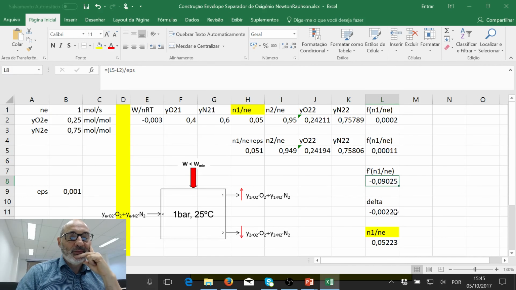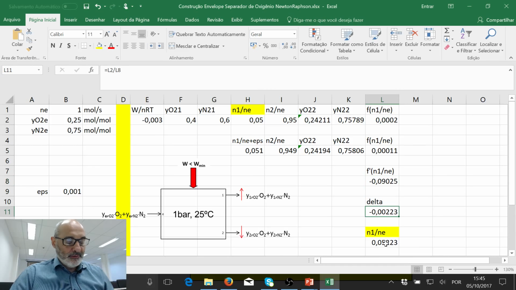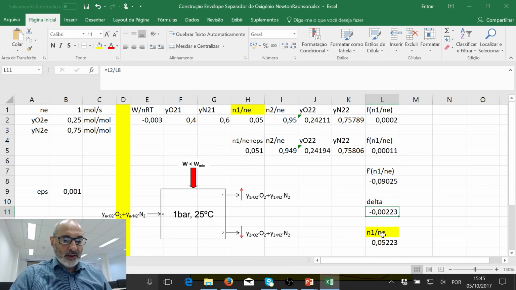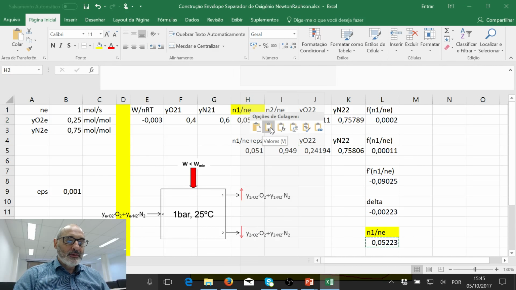Now I have everything, and if I apply this formula here, I can calculate a new estimative for my variable, my unknown. And this new estimative is here. I started with 0.05, and the first iteration gave me back 0.05223. What I have to do is copy this number and inject it here.